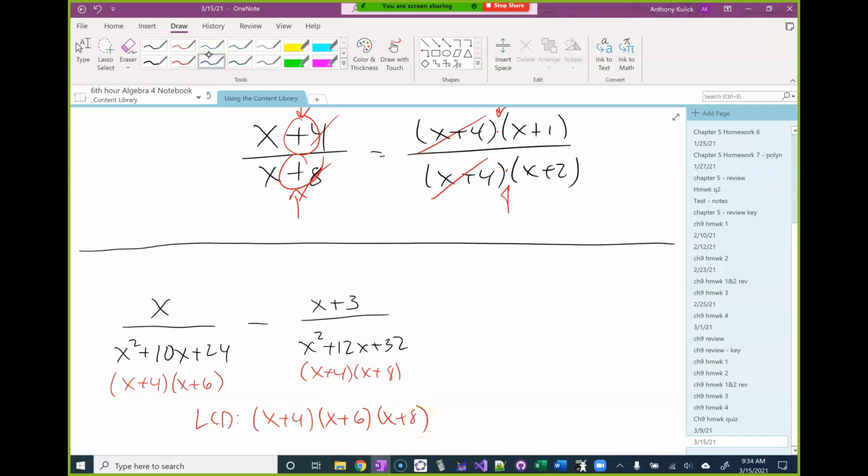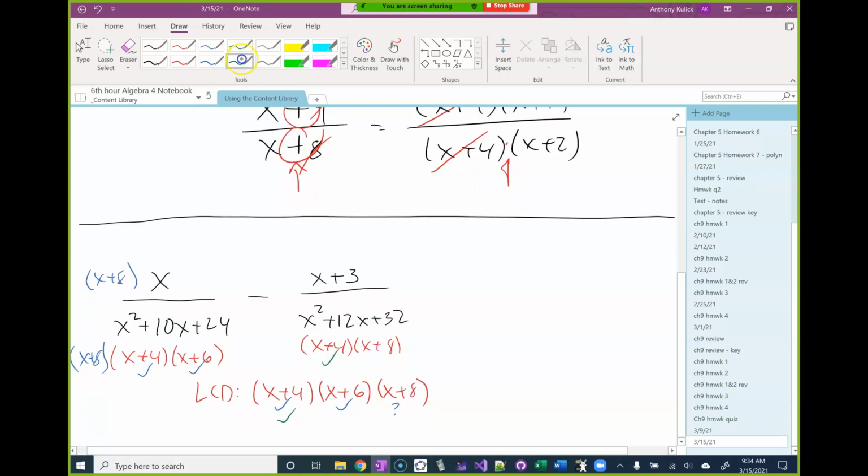If I look at my first fraction, I have the x plus 4 and the x plus 6, but I'm missing the x plus 8. So I'm going to multiply that in. And then I'll look at the second fraction. I have the x plus 4 and the x plus 6 in the bottom of that fraction. So now they have the same denominator, right? The two fractions.